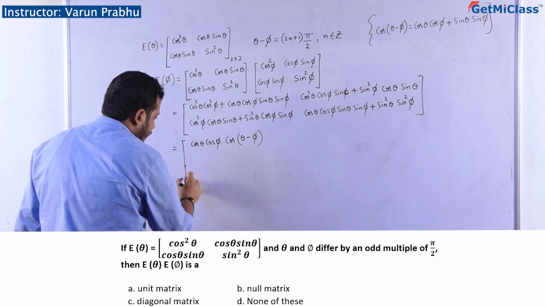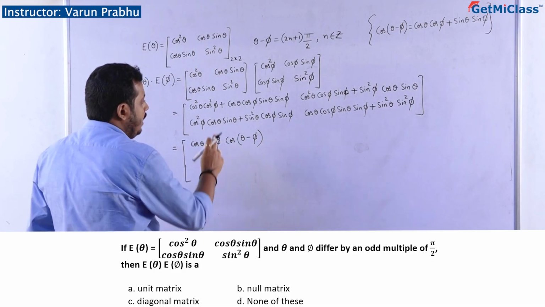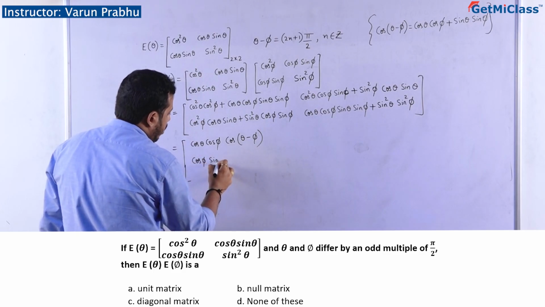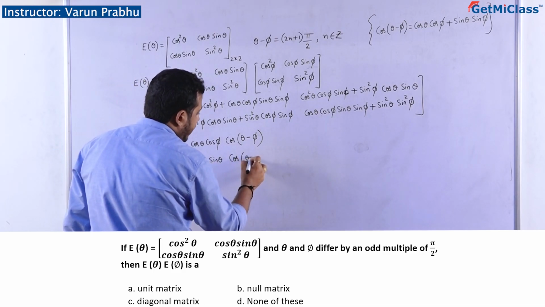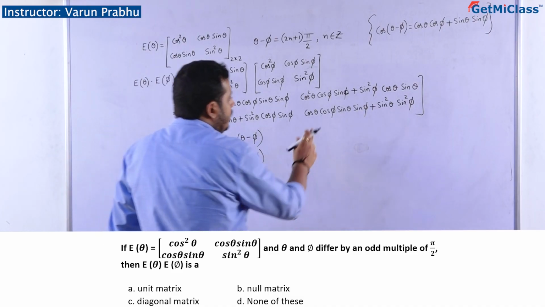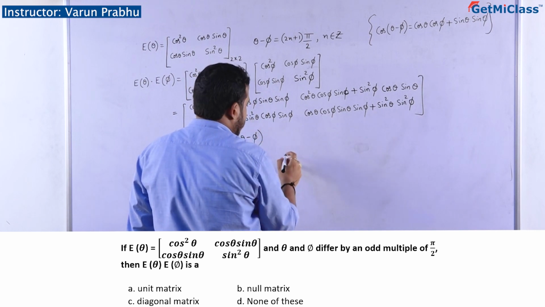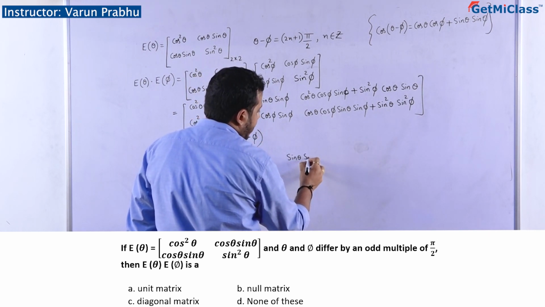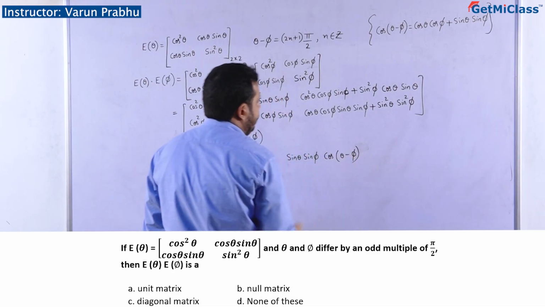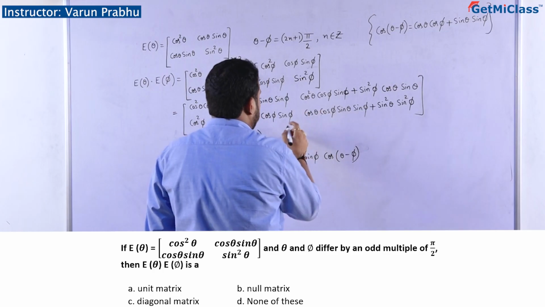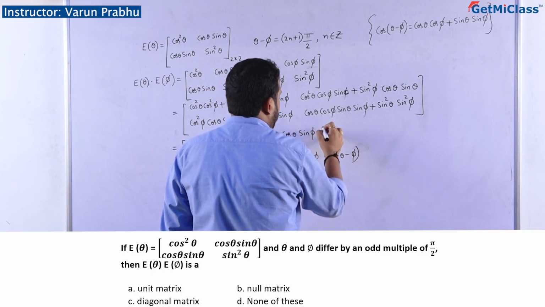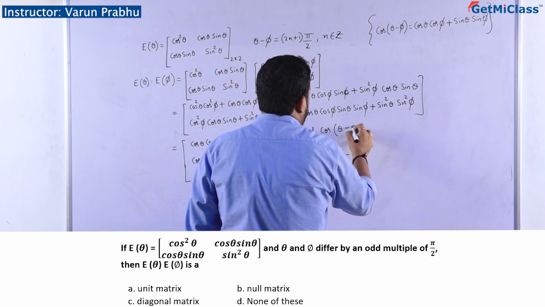Similarly, in this case we can take out sin theta and cos phi common, so here also it will be cos of theta minus phi. In this case we can take out sin theta sin phi, and I will be left with cos of theta minus phi. And here, if we take out cos theta and sin phi common, we again get cos of theta minus phi.